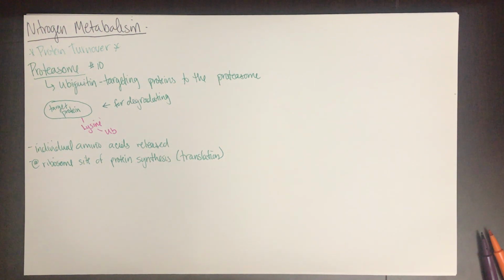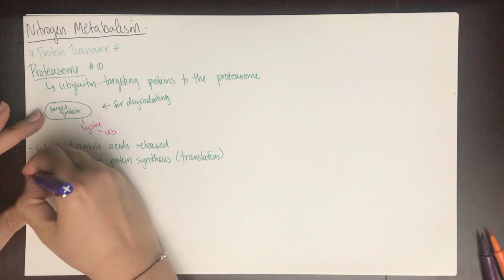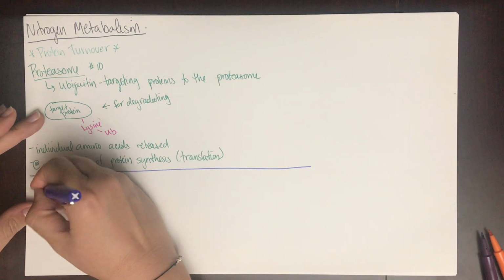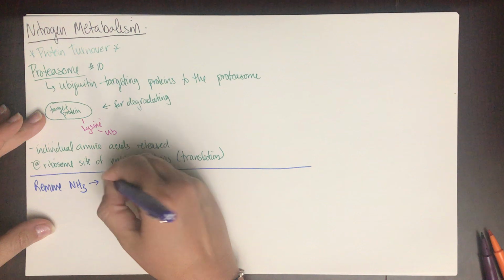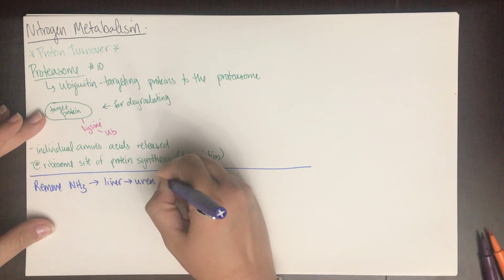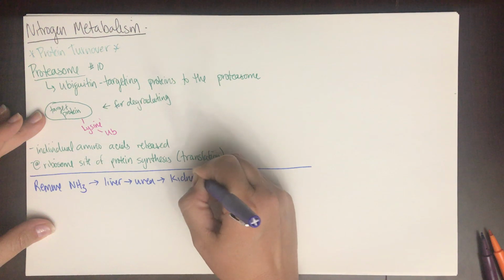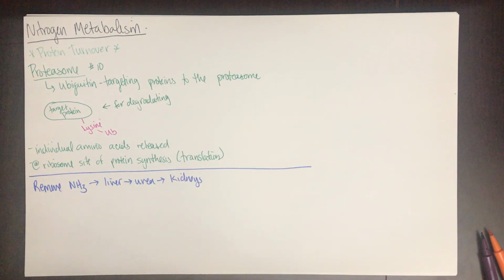Another thing that I want to talk about in this chapter is something called the urea cycle. So excess ammonia is transported to the liver for excretion as urea. So we need to remove ammonia. It goes to the liver to be excreted as urea in the kidneys. So the urea cycle is getting rid of that amino group, that ammonia group that we cannot metabolize.